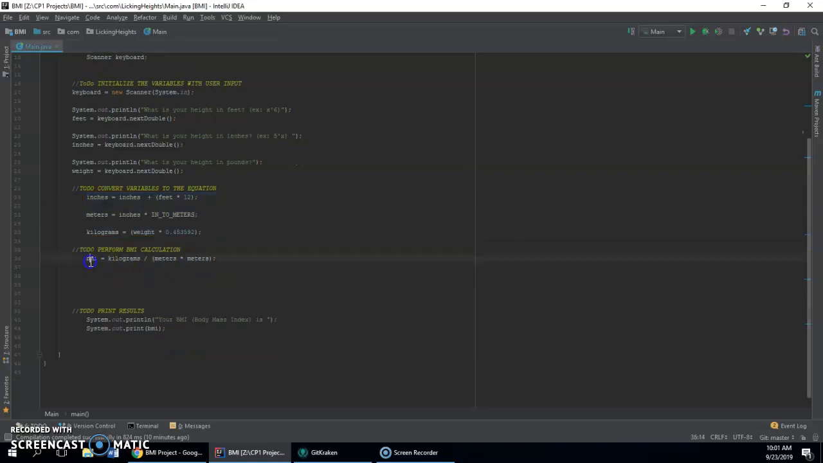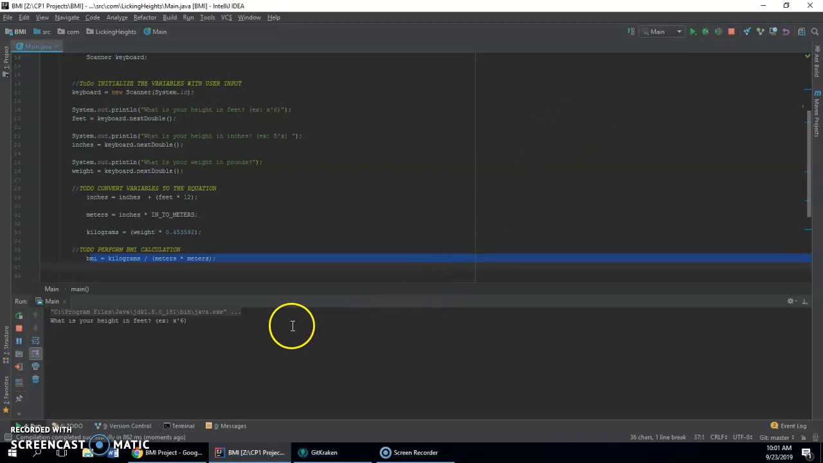and then we actually did the equation itself, kilograms divided by meters squared. Then we got our body mass index, which is this right here. And this is my body mass index right here.